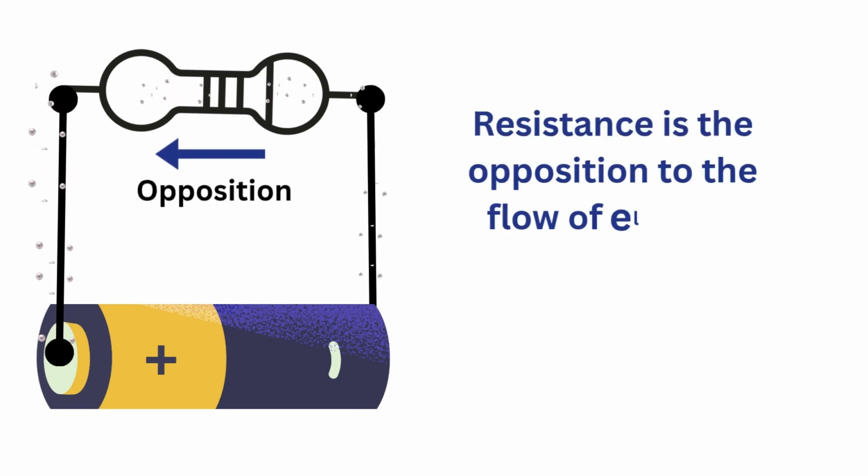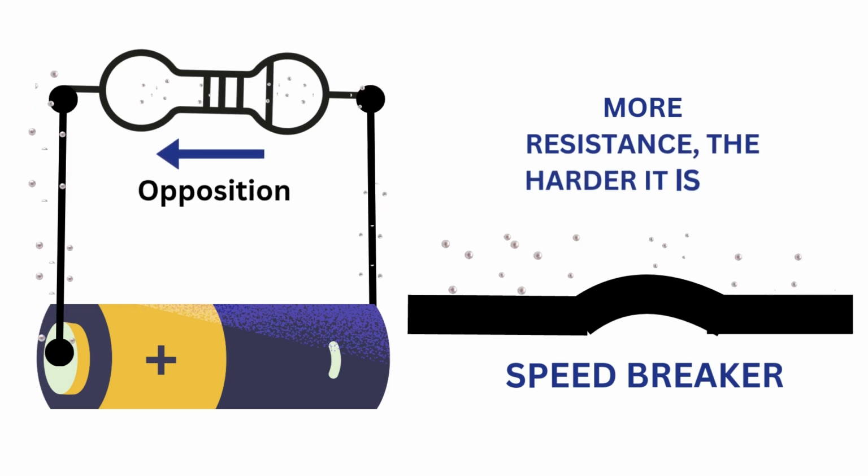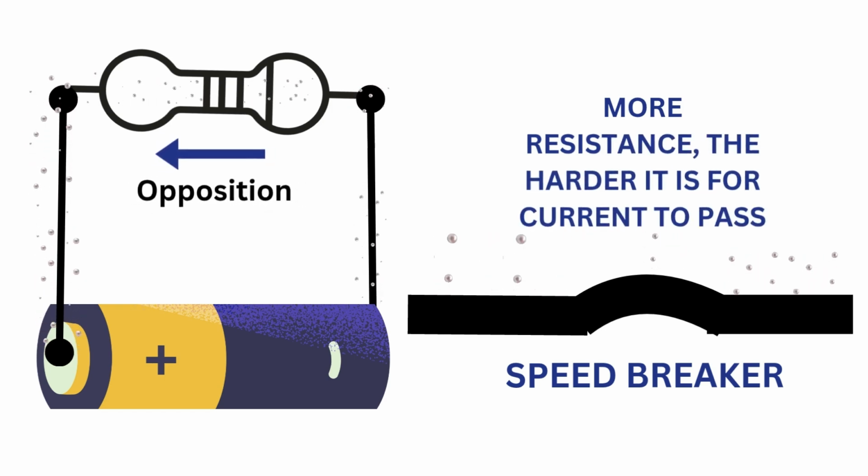Resistance is the opposition to the flow of electric current in a material. It's like a speed breaker for electrons. The more resistance, the harder it is for current to pass.